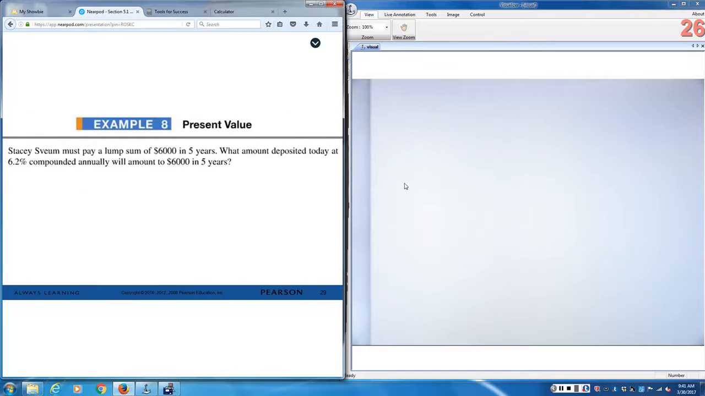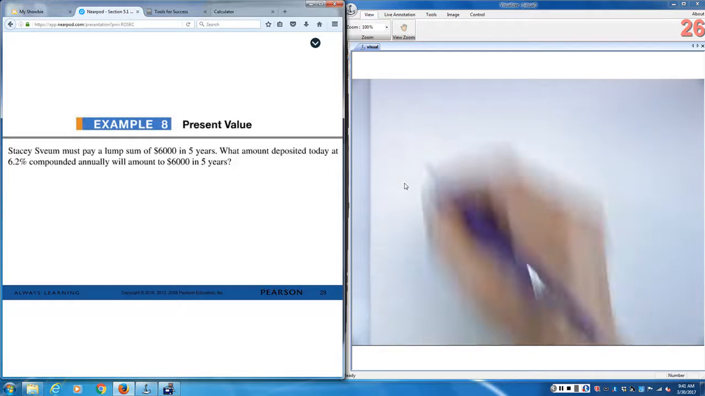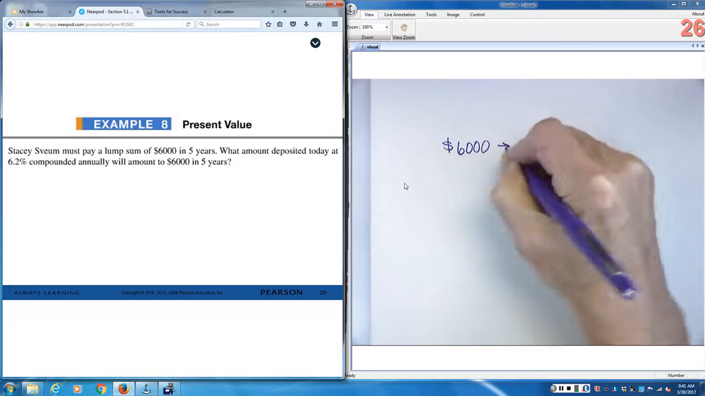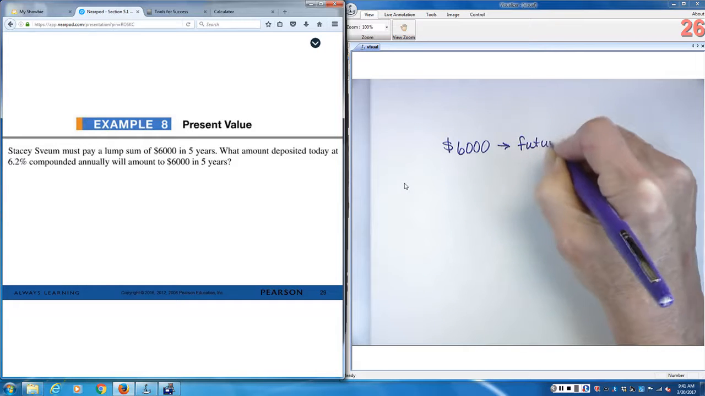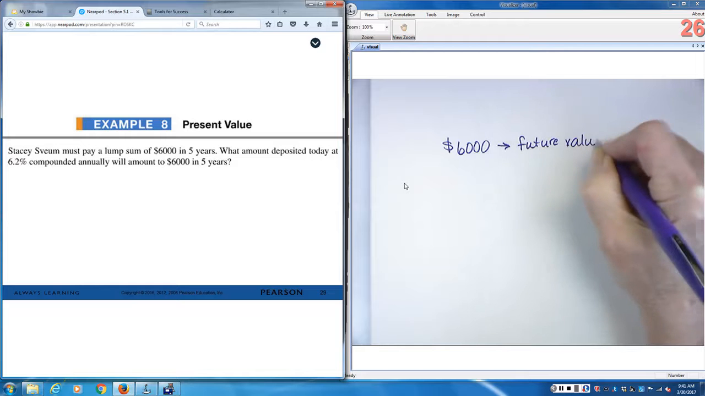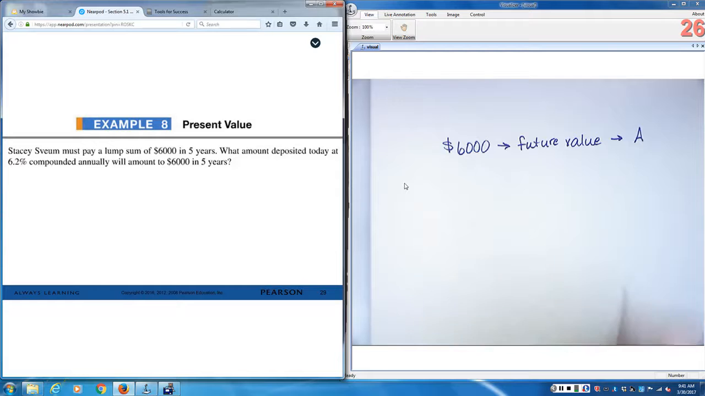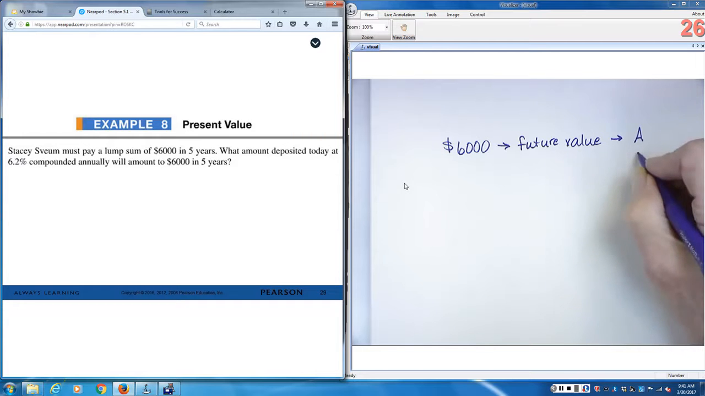So here we have Stacy, whatever Stacy's last name is, Stem, must pay a lump sum of $6,000 in 5 years. What amount deposited today at 6.2% compounded annually will amount to $6,000 in 5 years? Okay, now that $6,000 is what's called a future value. In your formula, that's A. On your solver, that's FV.